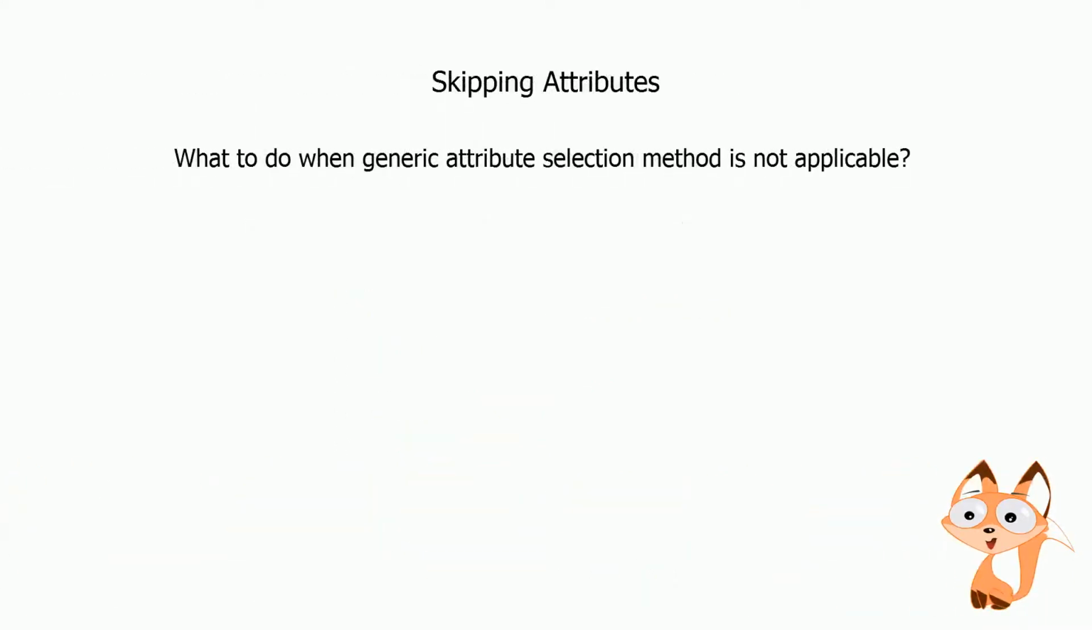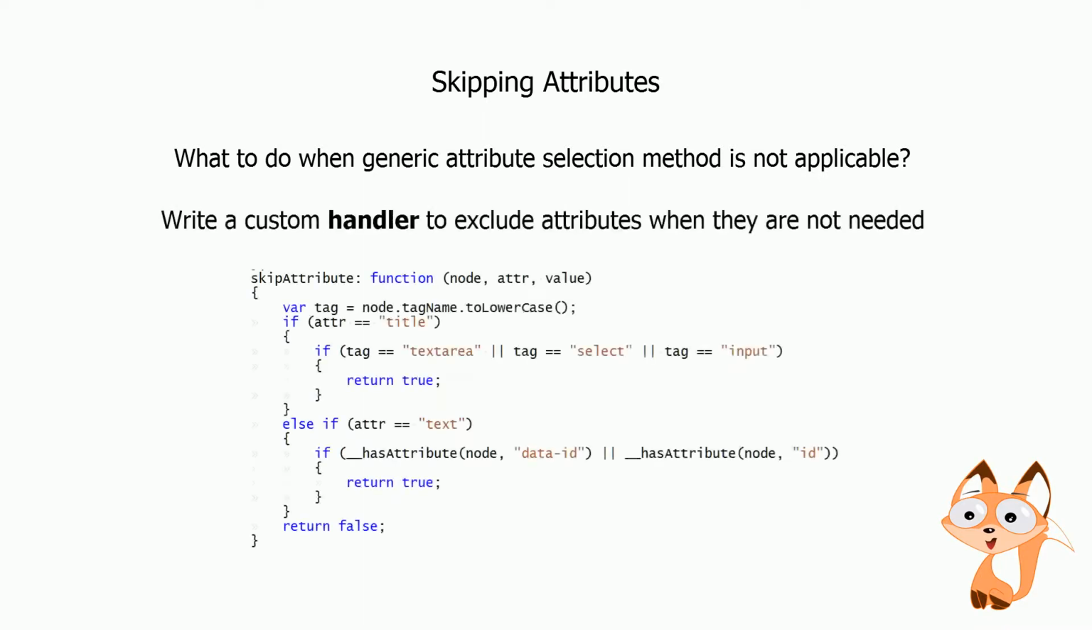What if there are exceptions when the generic attribute selection method is not applicable? Write a handler to exclude attributes you do not need in a specific case. For example, the title attribute of an input element frequently reflects the entered text, and it may be different depending on the data used in testing. Such an attribute may break a locator. But the title attribute in other cases may be very useful.